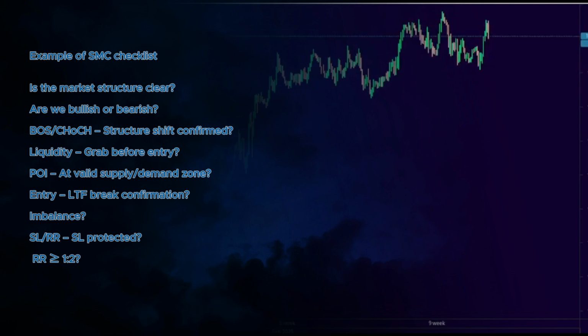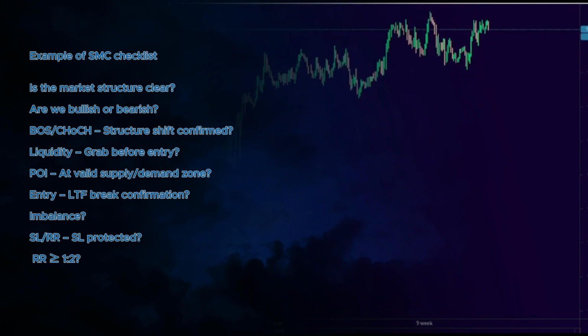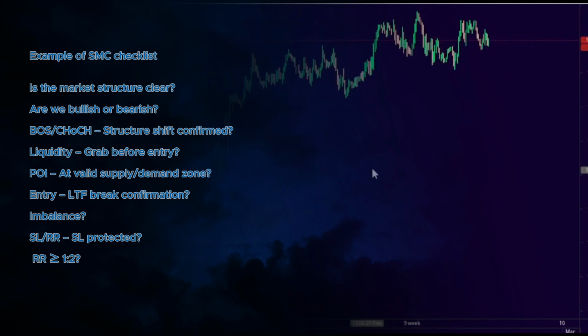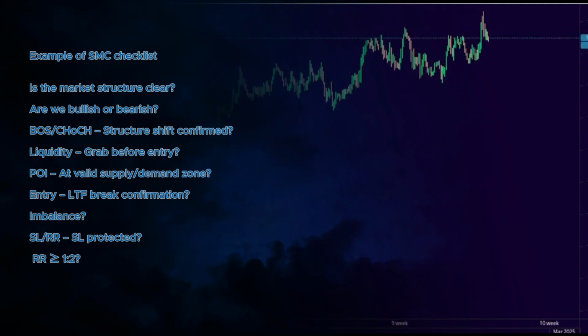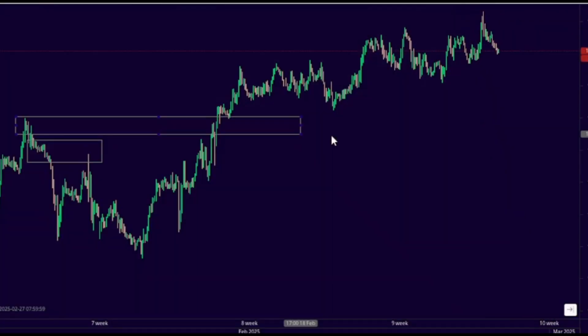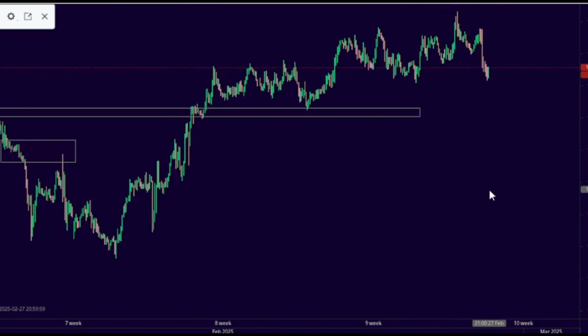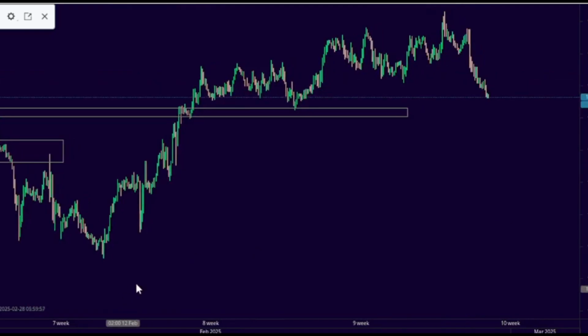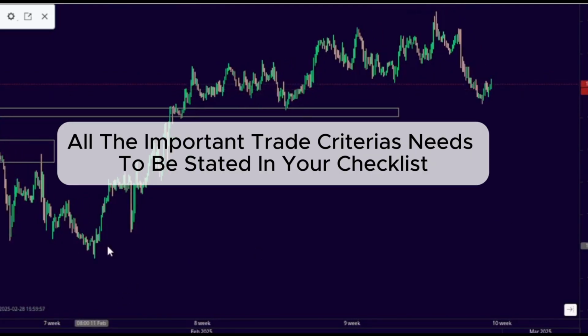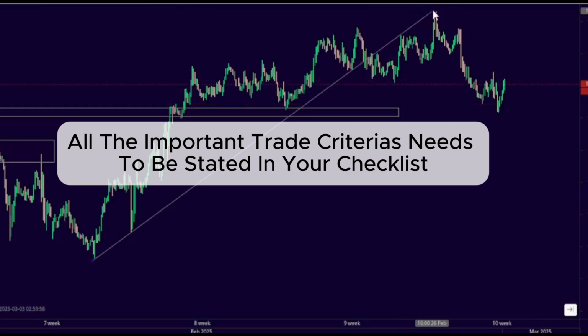For instance, I can say that the number 1 thing is that I want to see my setup following the trend. But 2, I want to see this. I don't want to see the other thing. I want to see stop hunts. I want to see a retest of break of structure. All these things need to be stated in our checklist.